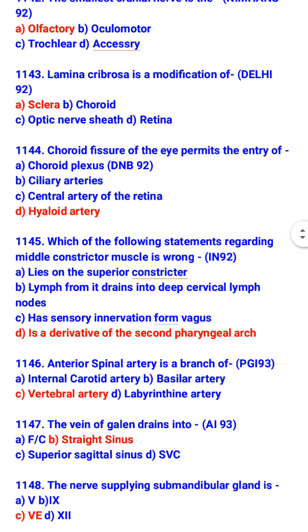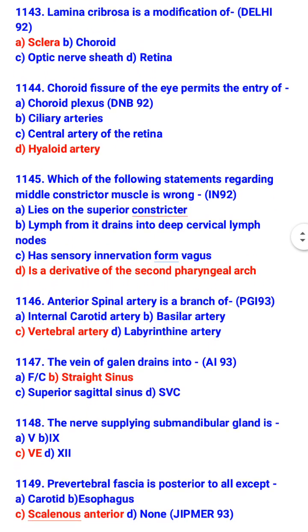Which of the following statements regarding middle constrictor muscle is wrong? It is a derivative of the second pharyngeal arch is wrong. What is true is it lies on the superior constrictor. Lymph from it drains into deep cervical lymph node and it has sensory innervation from vagus.